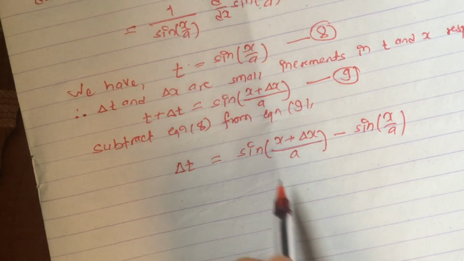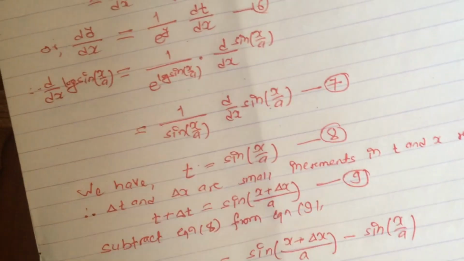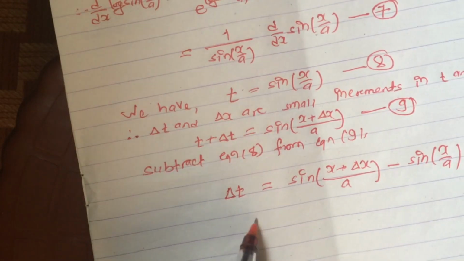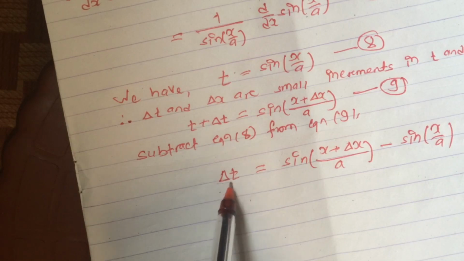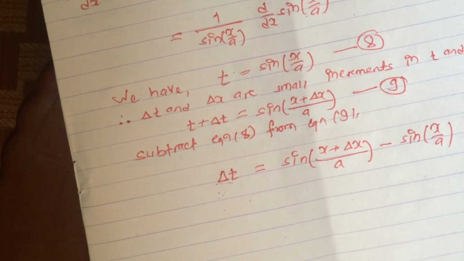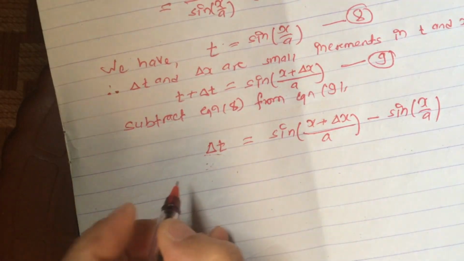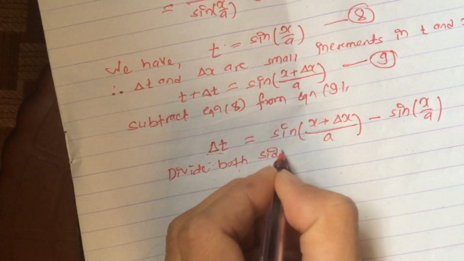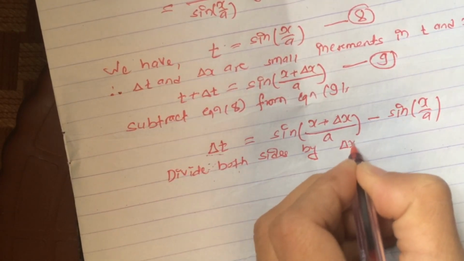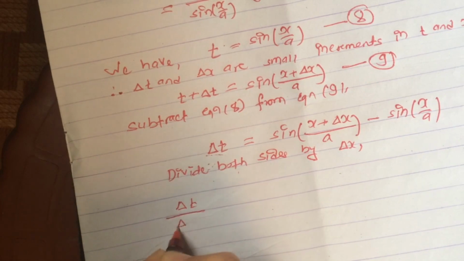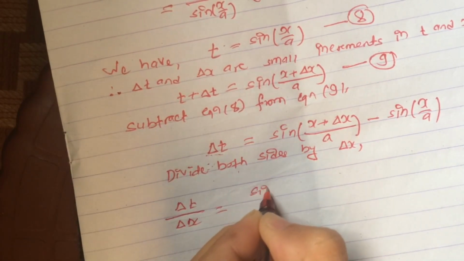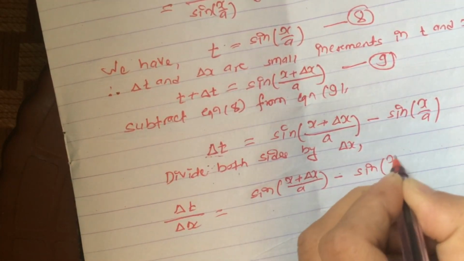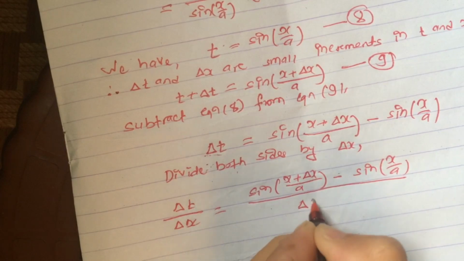Now we have to divide by del x here, because we have to find out the value of dt by dx. If you divide it by del x, then there will be del t by del x, so that we can easily find dt by dx. So let's divide both sides by del x. Then we get del t by del x is equal to sine of x plus del x whole divided by a minus sine of x by a whole divided by del x.